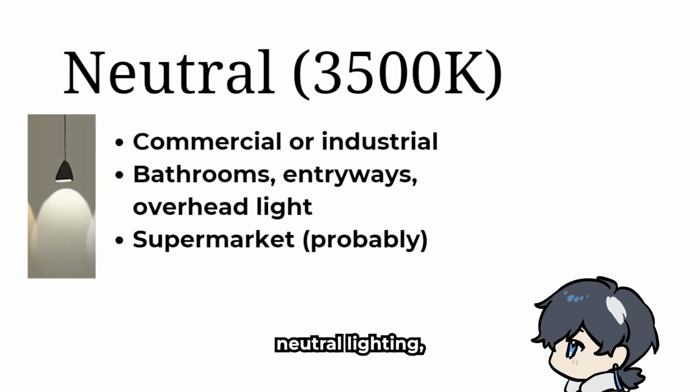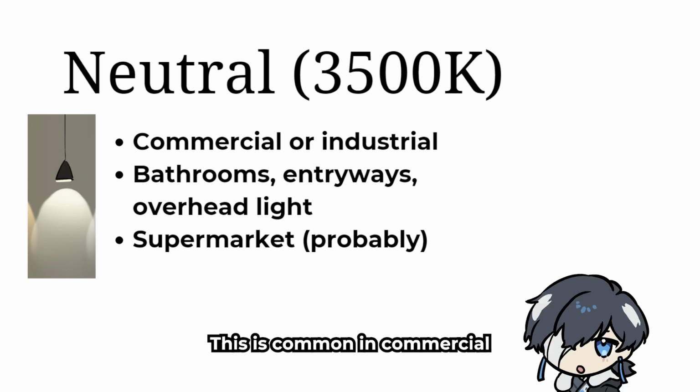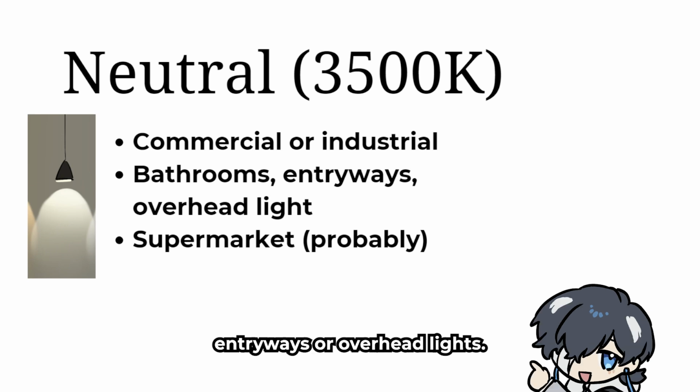Next is neutral lighting, which is around 3500 Kelvin. This is common in commercial or industrial places, and also commonly used in bathrooms, entryways, or overhead lights. Neutral light bulbs are also common in supermarkets, where people want to see what a product looks like under neutral lighting.